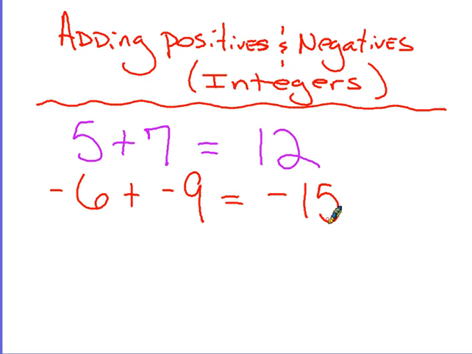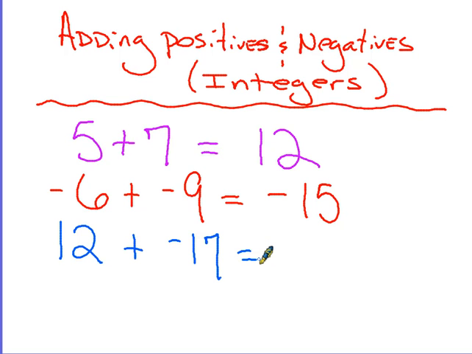And if you have one positive and one negative, it doesn't matter which one comes first, which one comes second. So if I had 12 plus -17. If you imagine the number line, the positive 12 will take you to the right 12, and the -17 will bring you back to the left 17 times. In that case, you will go past 0 into the negatives.